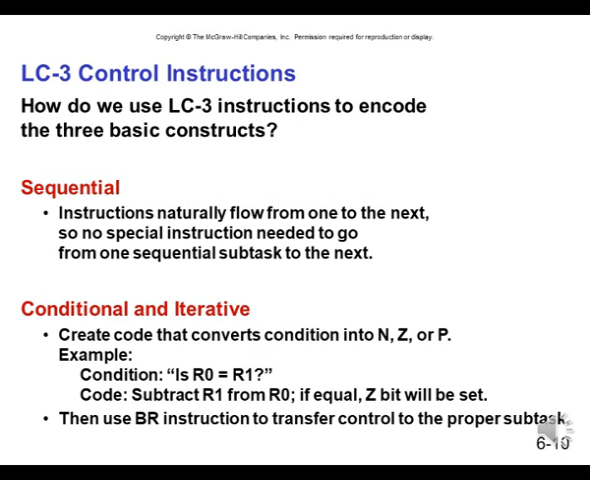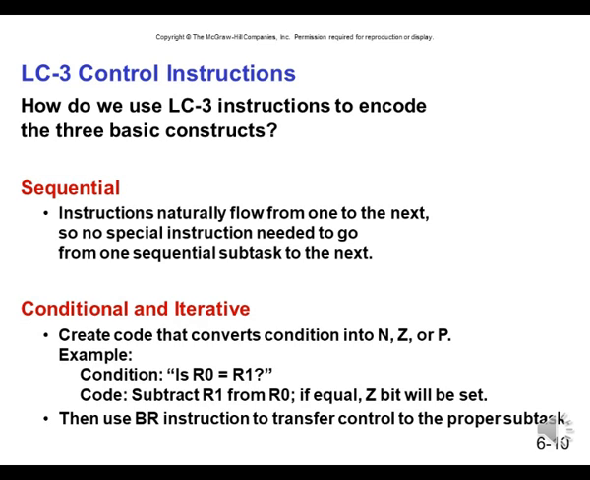LC3 control instruction. That means how do we use LC3 instructions to encode the three basic constructs. The LC3 has two. First, sequential. Instructions naturally flow from one to the next. So no special instruction is needed to go from one sequential subtask to the next.